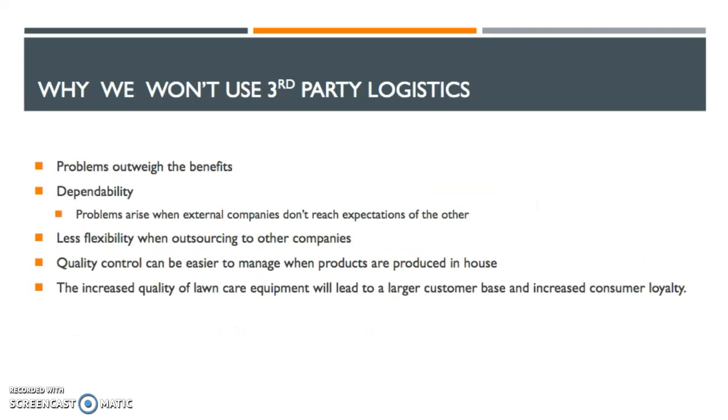Why we won't use third-party logistics. Problems outweigh the benefits. Dependability: problems arise when external companies don't reach the expectations of the other. Less flexibility when outsourcing to other companies. Quality control can be easier to manage when products are produced in-house. The increased quantity of lawn care equipment will lead to a larger consumer base and increased consumer loyalty.